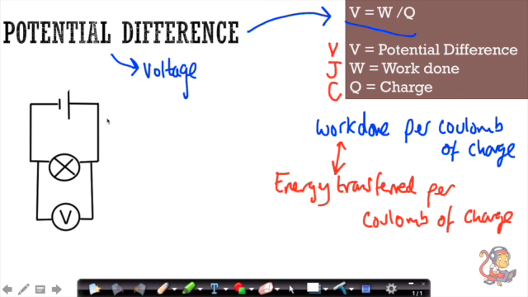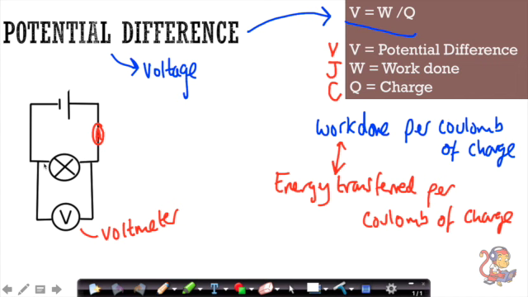For potential difference then, you need a voltmeter to work this out on a circuit. So you need to know the circuit symbol for a voltmeter and also how it's connected. An ammeter, which measures current, would be set in series, so in the same loop as the component that you're measuring. And this is different to a voltmeter.